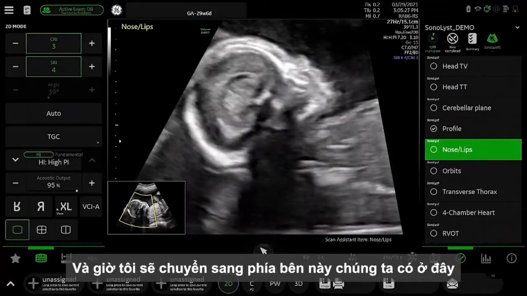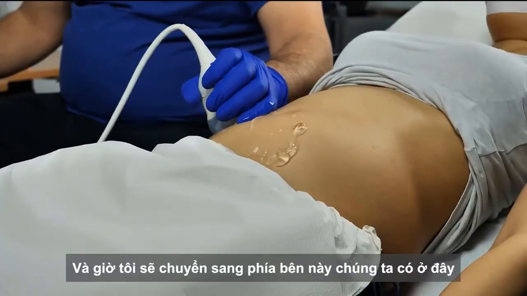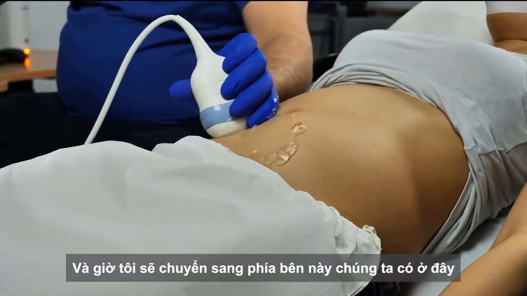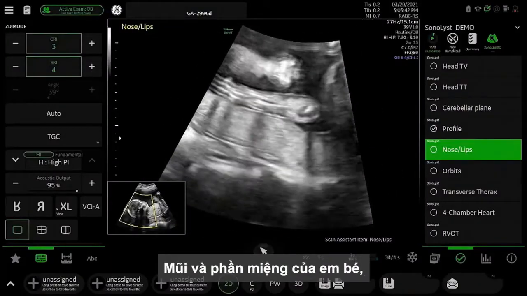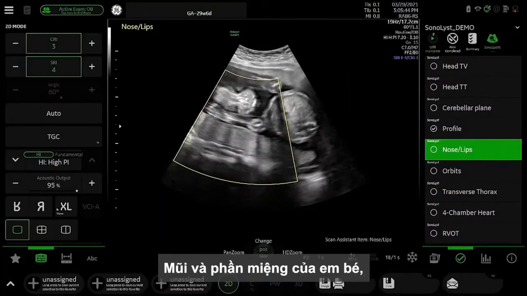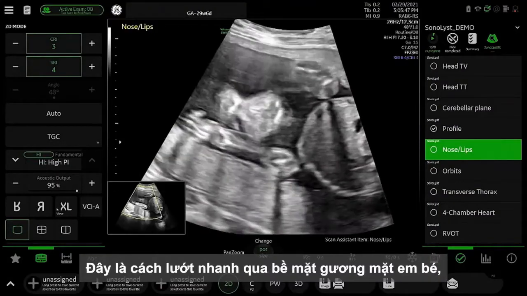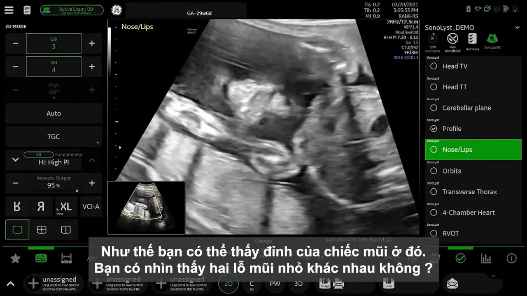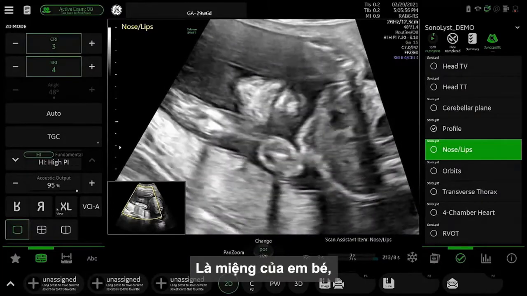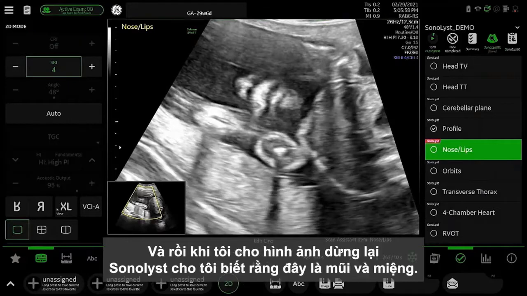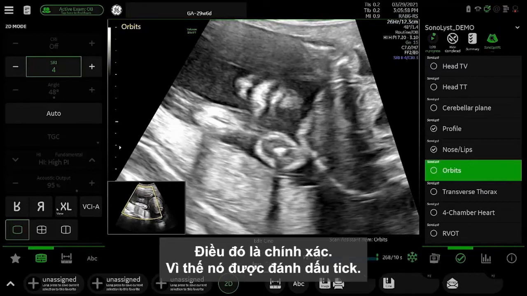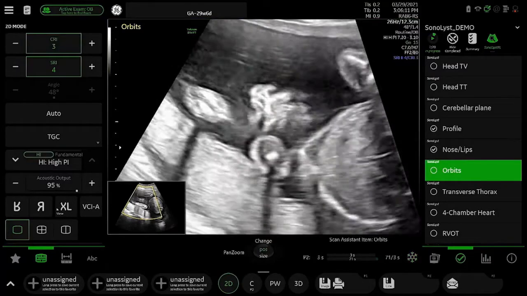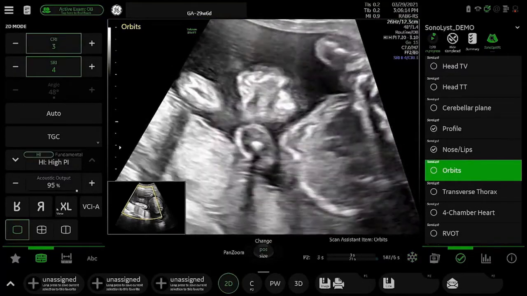So that's the face. And then if I move to this side here, we have here the nose and the lips of the baby. So this is sort of skimming the surface of the baby's face. So you can see the tip of the nose there. Can you see the tip of the nose? Two little nostrils. And the lips of the baby. And then when I freeze that, it's telling me that it's the nose and lips, which is correct. So then that gets ticked off next. And I can send that off to be saved as well.